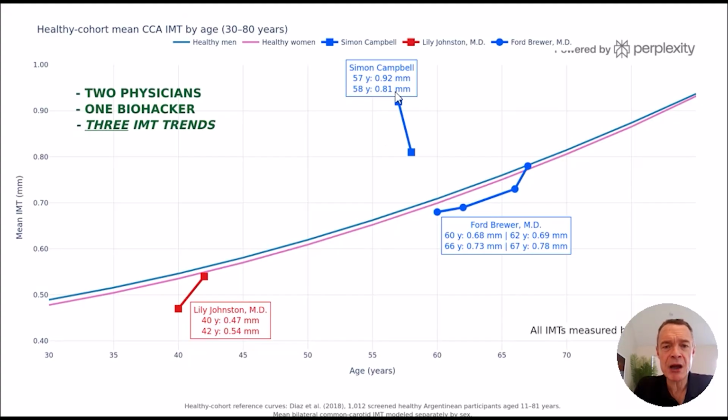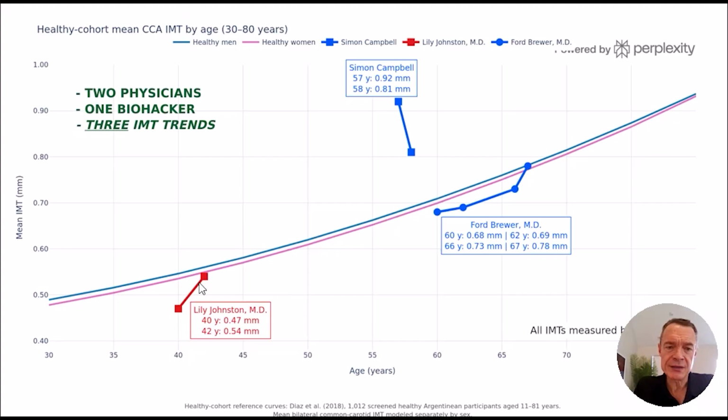So you can see me up here. I'm up here at the top, age 57. These are all CardioRisk results, right? Lily Johnston does CardioRisk. I do CardioRisk. Ford Brewer, MD, does CardioRisk. And the numbers I get for Ford Brewer are what he's talked about on his YouTube channel, just like Lily Johnston, what she's talked about, right? So here am I, age 57, all the way up here, 0.92, and in 1 year I've come down to 0.81 a year later, which is greater than 5 standard deviations, okay?